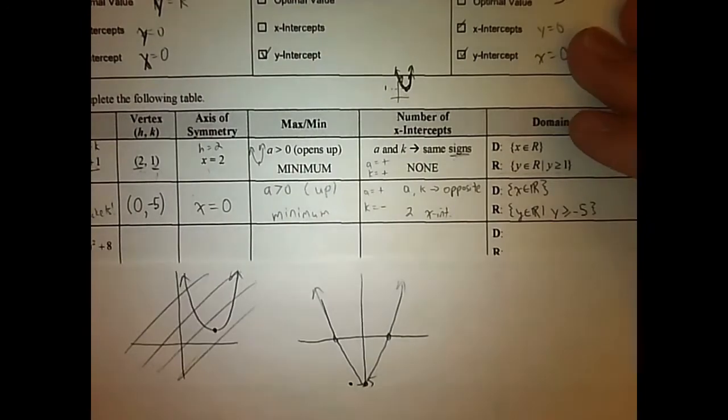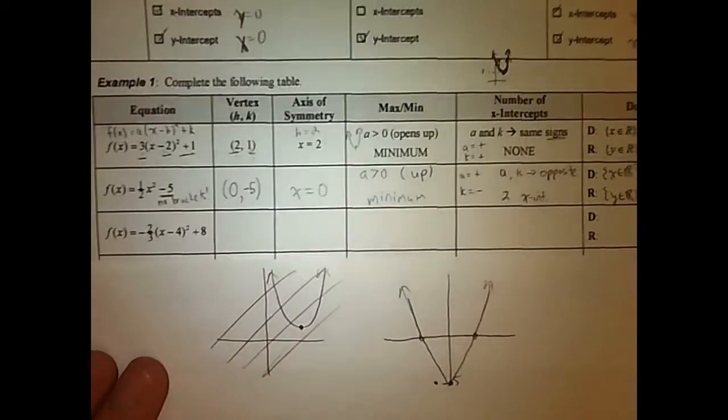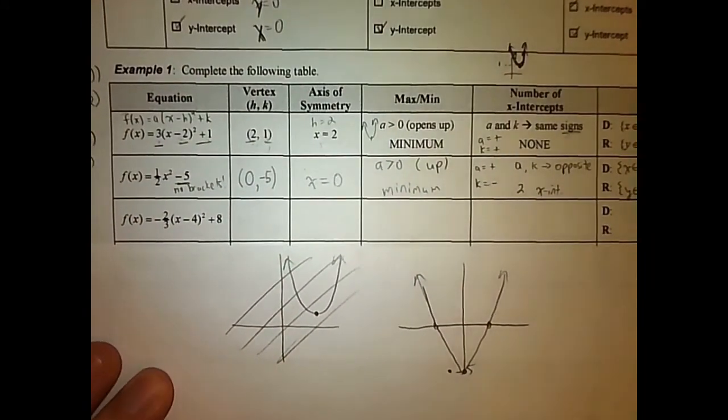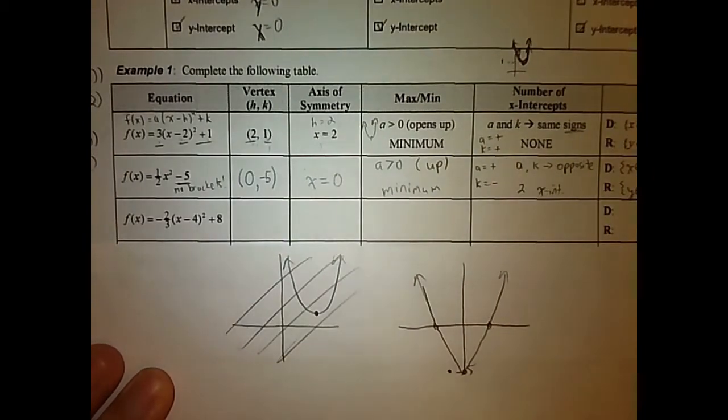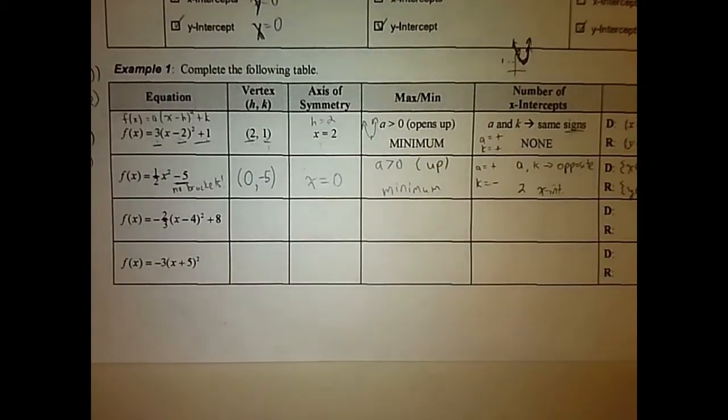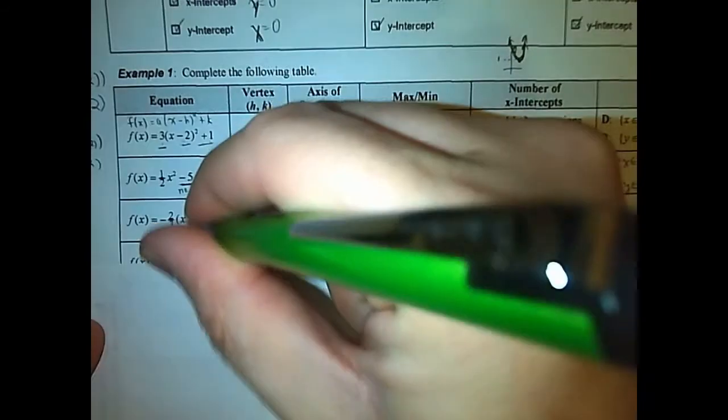All right, next one. So we have -2/3(x - 4)² + 8. So I'm going to just rotate this like this. All right, so our vertex is still (h, k).